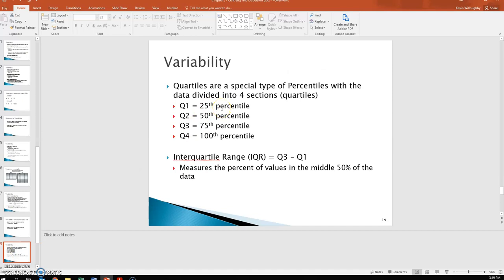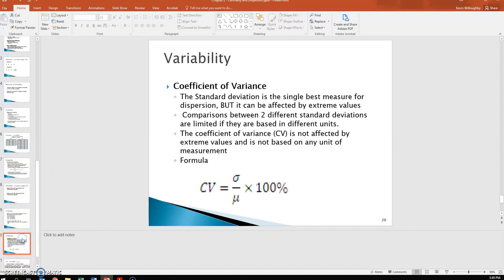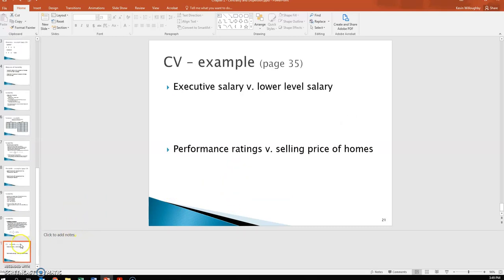Quartiles are just special percentiles. The first quartile is the 25th percentile. The second quartile is the same as the 50th percentile, which is the same as the median. So keep that in mind. The interquartile range is the size of the middle 50% of the data. So it's Q3 minus Q1, or the 75th percentile minus the 25th percentile. Or if you want to get crazy, it's, for example, the 75th percentile minus the first quartile. Coefficient of variance is the standard deviation divided by the average, and we multiply that by 100%.